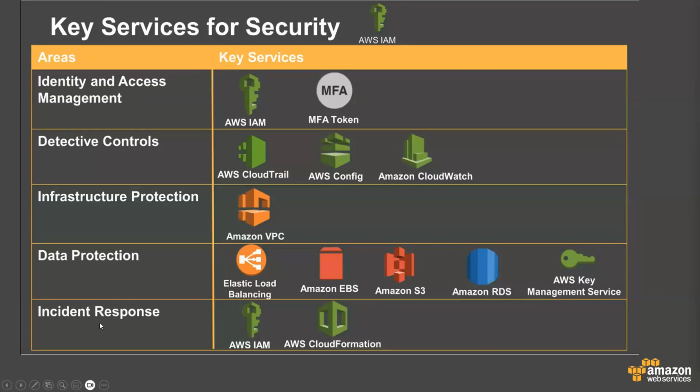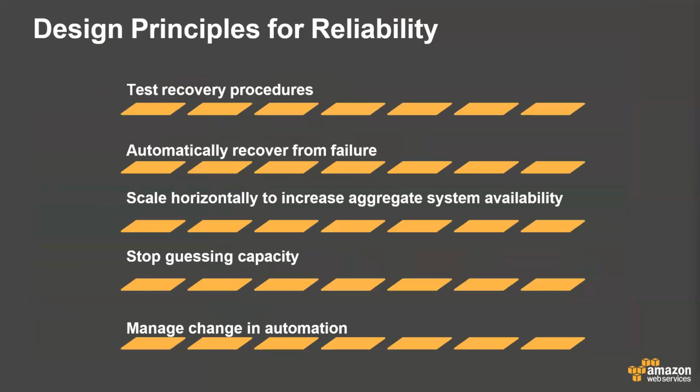Then incident response, we have IAM again, so that we know the necessary users. Then AWS CloudFormation, again, for automation. So that is it for the security pillar. And next, we're going to have a look at the second pillar, which is reliability. So first, definitely we are going to have a look at the design principles for reliability, and we'll also just have a discussion around the services that will enable your workload to be reliable.